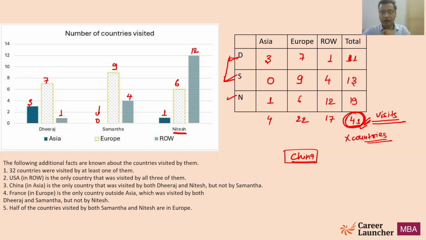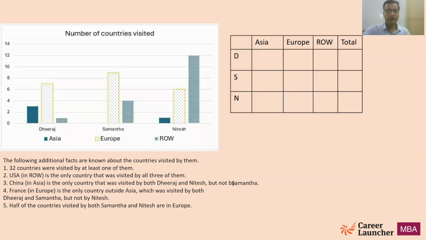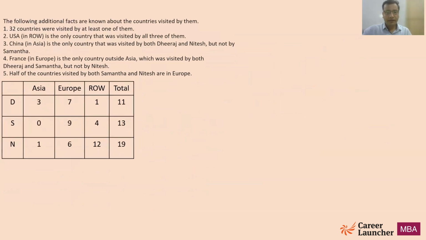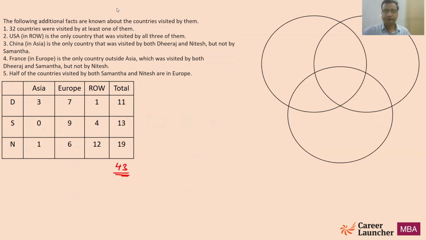Now, let's quickly look at the combinations that we can make out of the given countries. Since we have noticed that there is a total of 43 visits altogether, let's quickly bifurcate this.